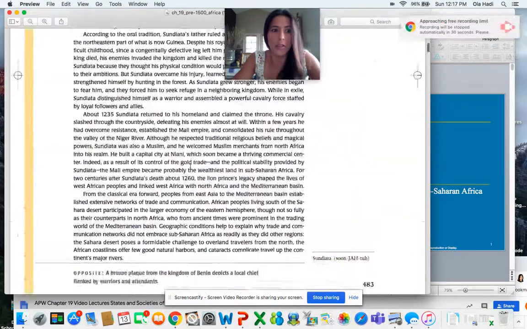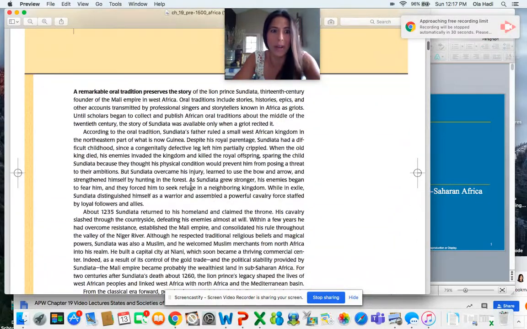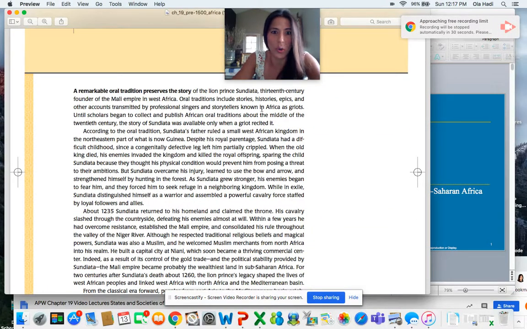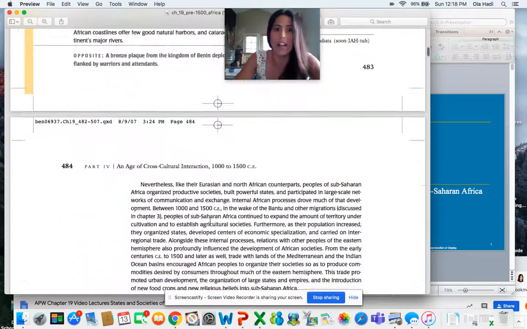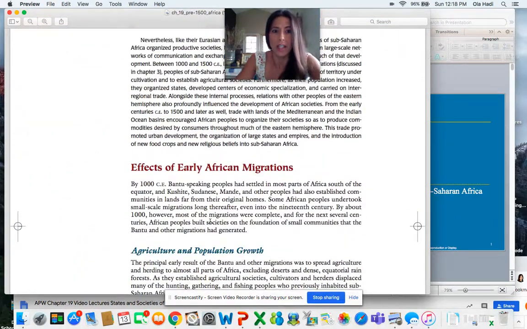When you start the chapter, it's going to tell you about the story of Sundiata, which is an oral tradition told by griots. Griots are oral storytellers. This is the same story that supposedly makes the Disney movie The Lion King. You can read about Sundiata and his kingdom and begin to understand how trade affects the development of empires in Africa. And we'll look at that in chapter 19.